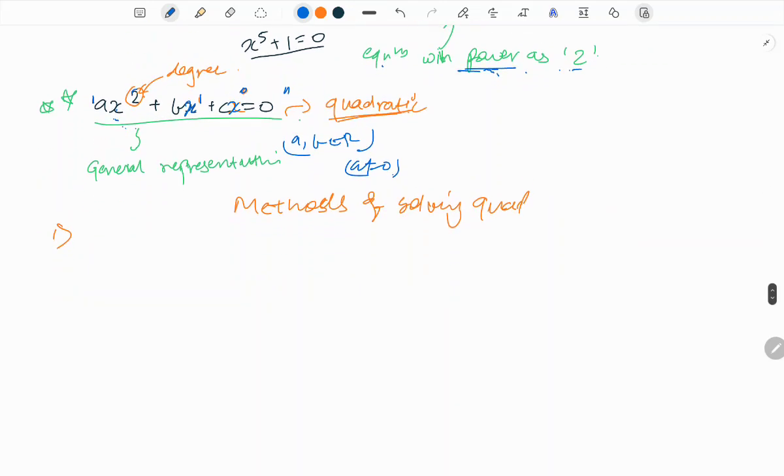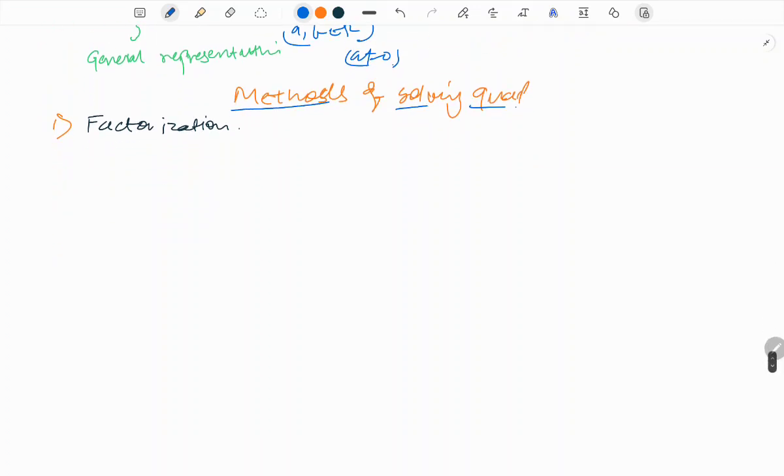So now let us get ahead. There are various methods of solving a quadratic equation. The first method is by factorization. Now how does this method actually work out? Some of you might have known this method in lower classes like 8th, 9th or 10th standard, but still I'll explain it quickly. So we have a quadratic equation x square minus 5x plus 6 equal to 0.